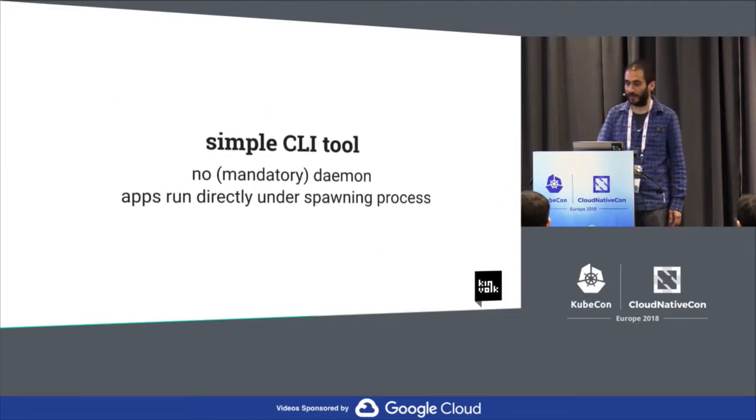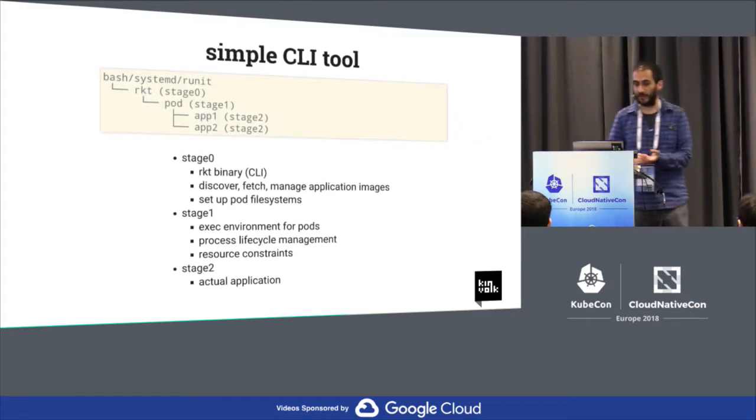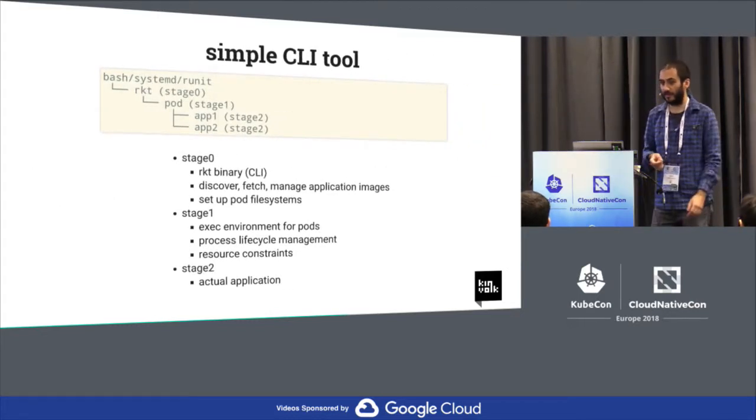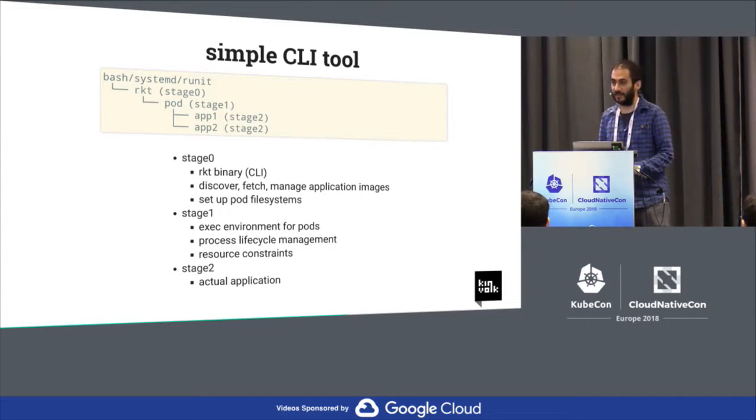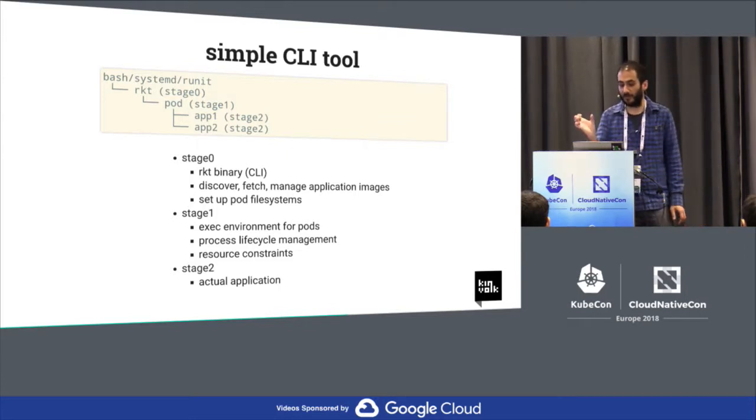Yeah, as I said, there's no mandatory daemons. So this is the tree of processes that appear when you run Rocket. So you have bash, systemd, or runit, your init system, or your shell. And then Rocket will run a pod, and then the pod will have several apps.